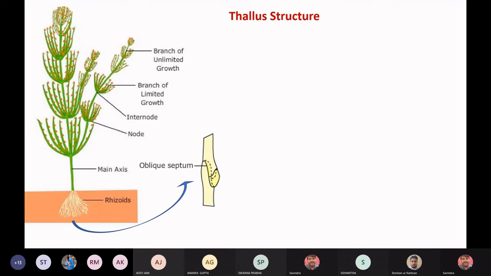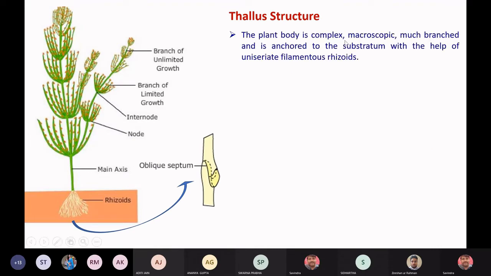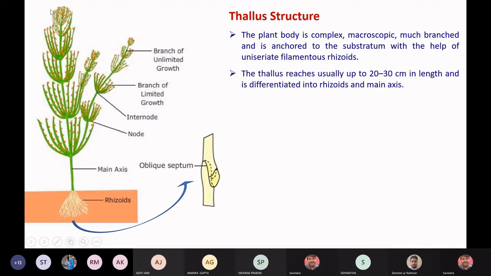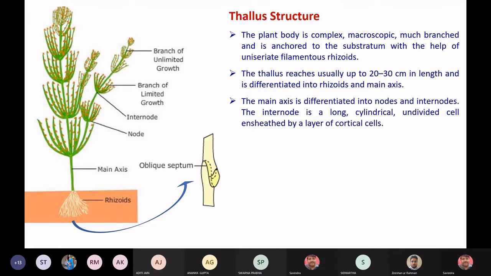अब हम बात करते हैं इसके थैलस के स्ट्रक्चर की. The number one condition, plant body is complex macroscopic. जैसा आपको दिख रहा है ऐसे दिखेगा. I will show you the actual fixed material as well. Okay, but it's a diagrammatic representation of Chara. You can see the bottom or the underground or under mud portion is rhizoids, and normally it can reach up to 20 to 30 centimeter. That's why it is known as macroscopic.